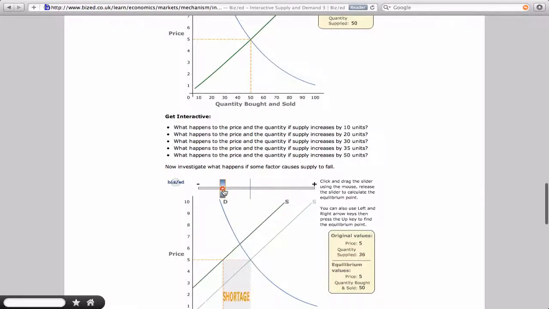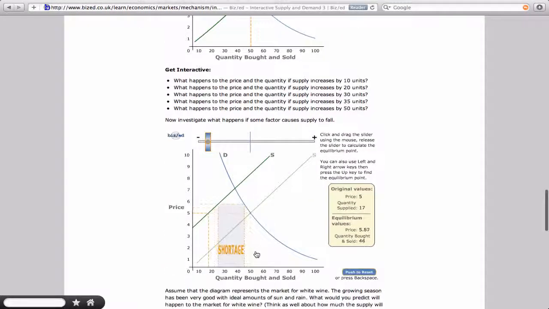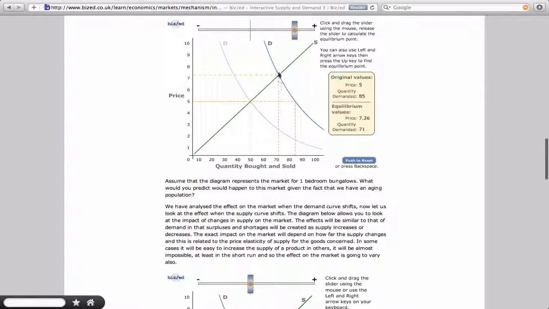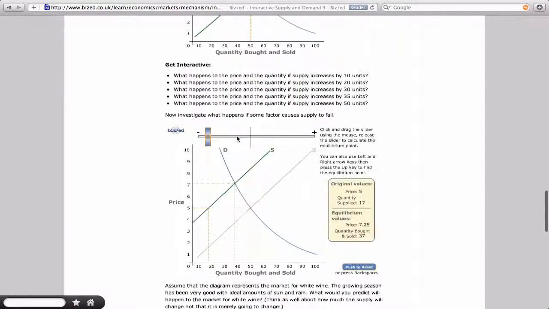Let's try one more. Let's drop supply off the face of the earth. There's a horrible shortage going on. Oh no! In this case, you can state with certainty that price increases, but you can't say with certainty the difference in quantity bought and sold.